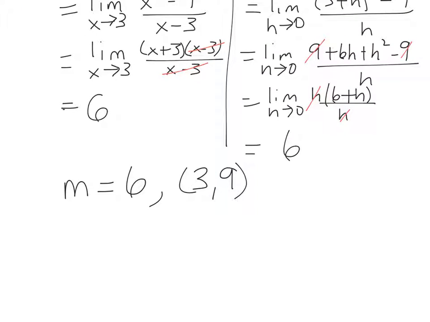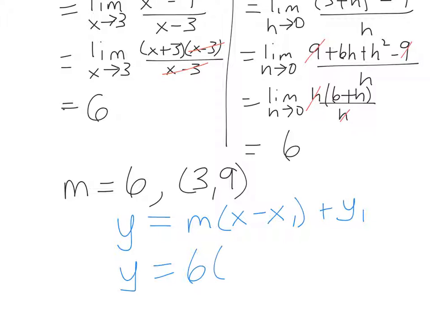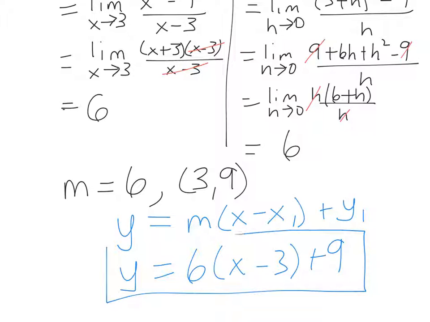Yeah, 3, 9. So the equation that we can write for that, we should be going back to what we did in pre-calculus. You should be using this form. Oh, this isn't the form you learned, sorry. m times x minus x1 plus y1, like that. Okay, so here that is 6 times x minus 3 plus 9. Okay, and that is your equation.